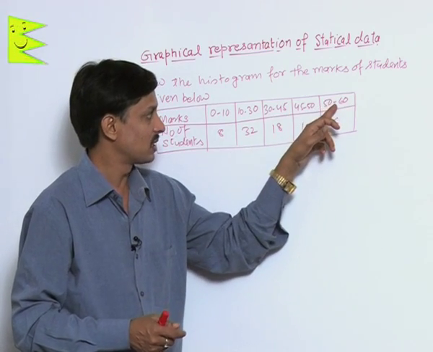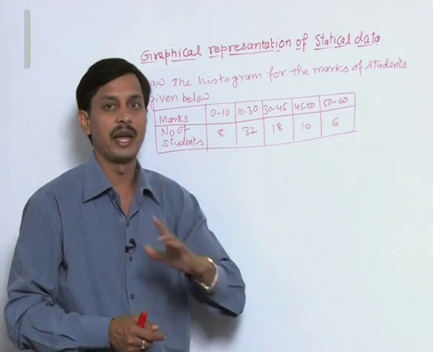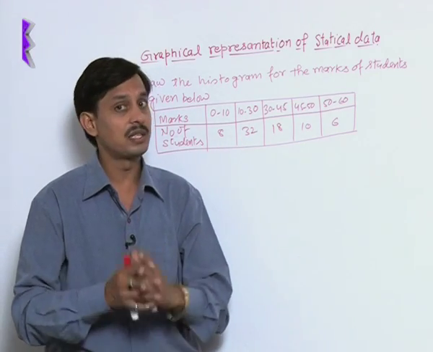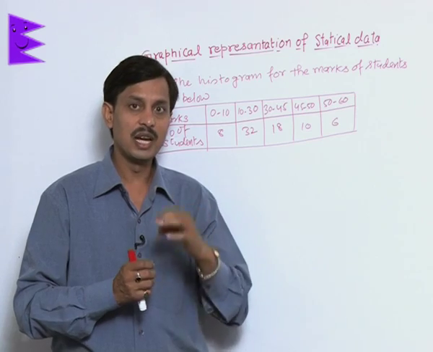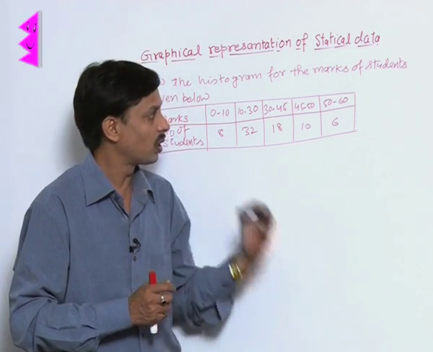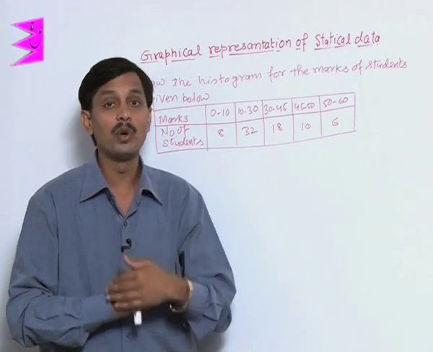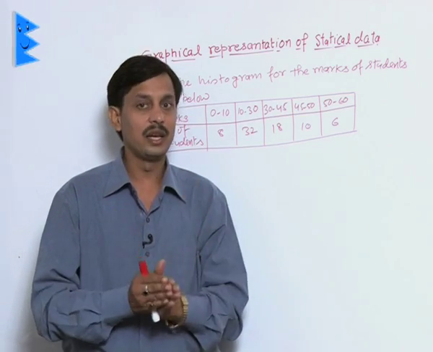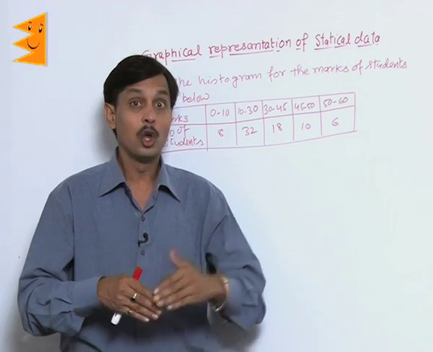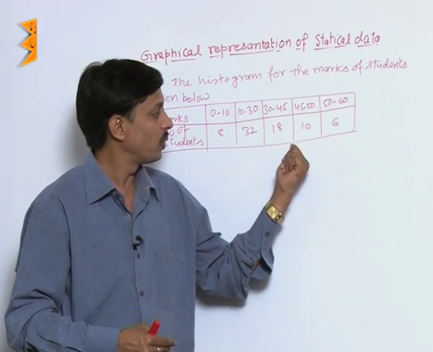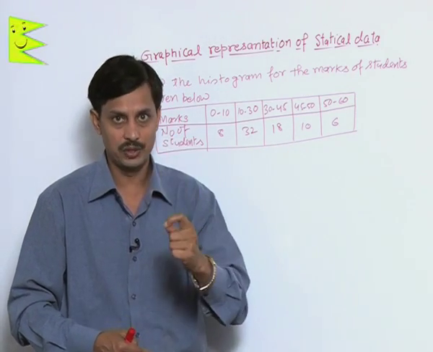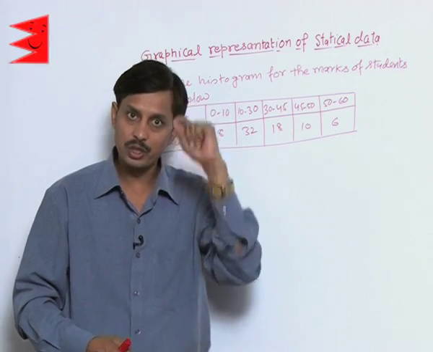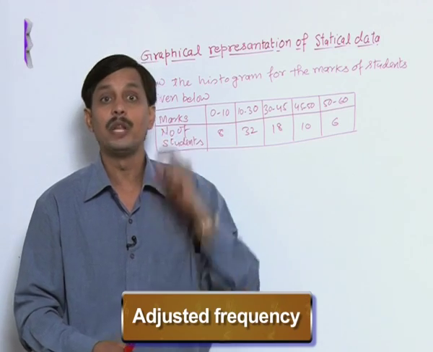That is, class size here is 10. This is an uneven class group. These are the uneven class groups. So for this, we have to decide the height of the rectangles, the height of the bars, or you can say this frequency needs to be changed. And the change we make is known as the adjusted frequency.